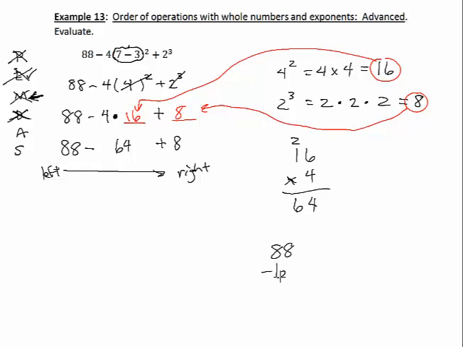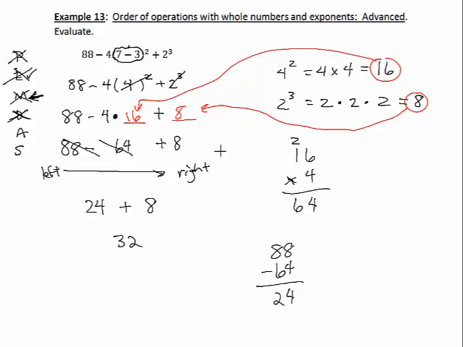88 minus 64. Okay, you can stack them on top of each other. You might want to get used to this instead of using a calculator, because again, you will not be able to use your calculator on the first test. 8 minus 4 is 4. 8 minus 6 is 2. So we can strike these out, and 88 minus 64 becomes a 24, and we bring down the plus 8. And 24 plus 8 is 32.